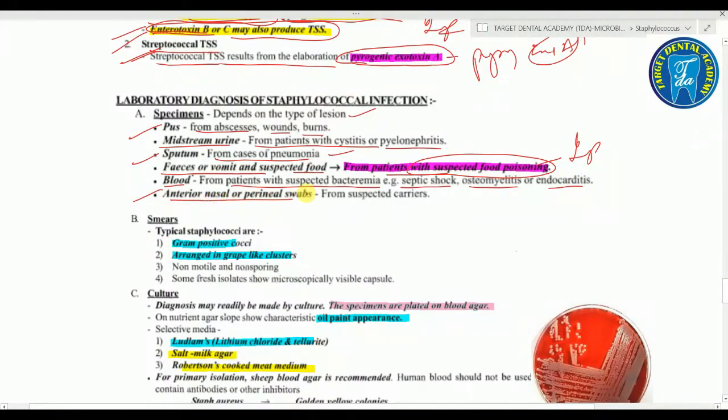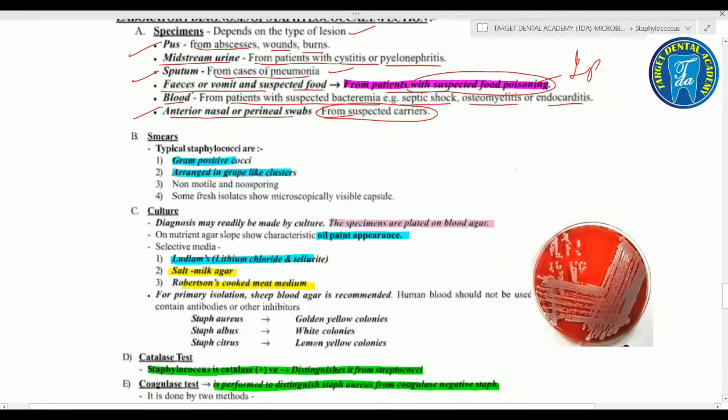Anterior nasal or perineal swabs from the suspected carriers. Coming on to the smears: the typical staphylococci are gram-positive cocci, arranged in a grape-like structure, violet in color. These are non-motile, non-sporing, and some fresh isolates show a microscopically visible capsule.